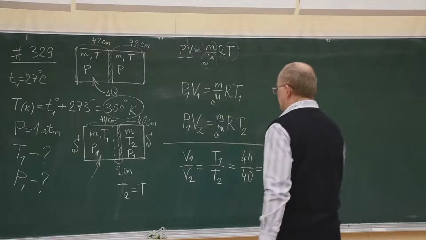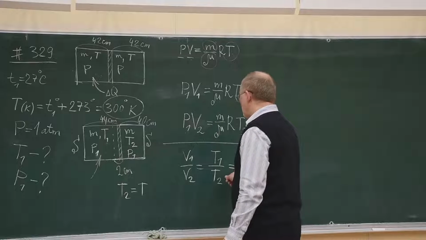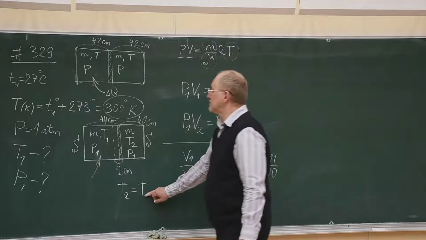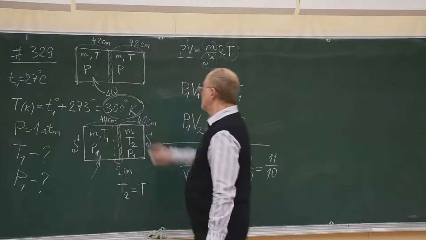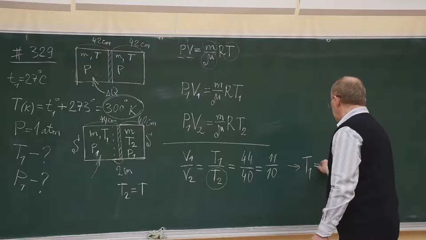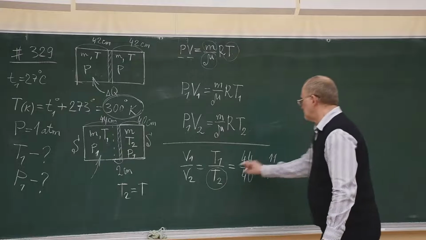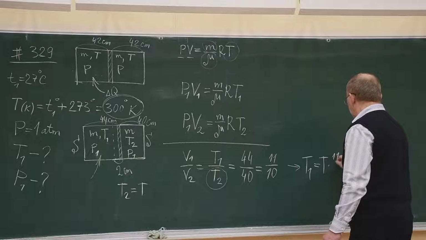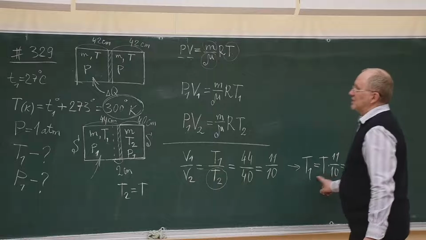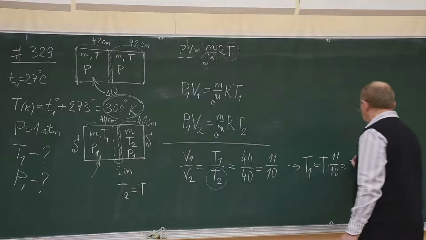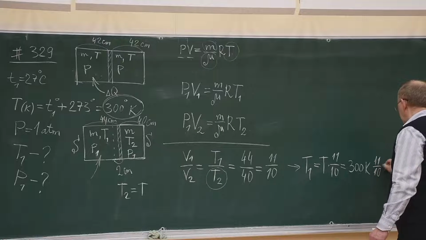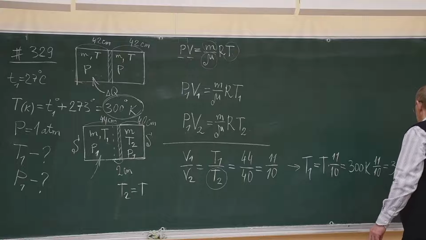So if the temperature has not changed, which is implied in this problem, then we know the temperature T2, and therefore T2 is the same as the initial temperature, and we know the initial temperature. This is 300 Kelvin. If we know T2, then we can easily find from here T1. T1 is the initial temperature T, which coincides with T2, times 11 over 10. So the initial temperature is 300 Kelvin, times 11 over 10. So the answer will be 330 Kelvin.